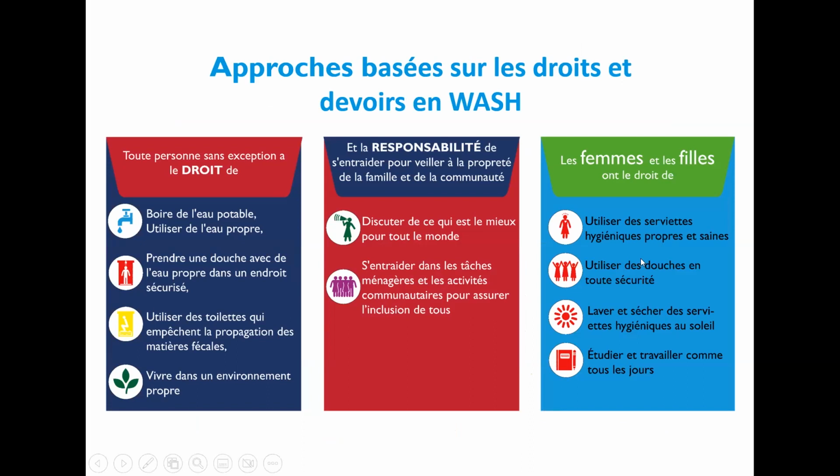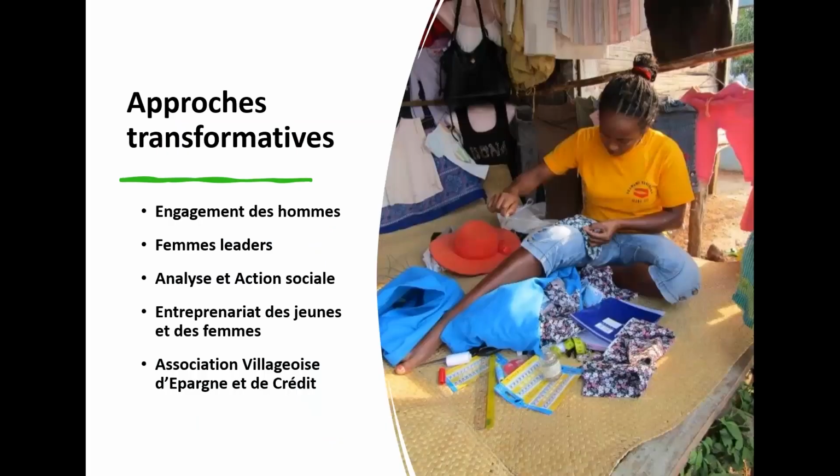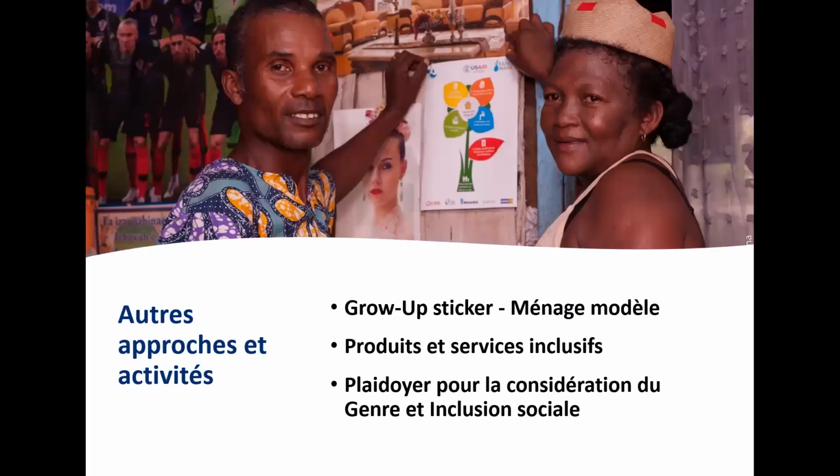The approaches are based on the rights and the responsibilities on WASH. Each individual has the right to live and contribute and to set an environment for the access to services on WASH. The women, the youth, people with disability, and others. So to implement those strategies, Run Wash used different transformative approaches mentioned in these slides to share those tools and the resources during the 6 years of implementation.